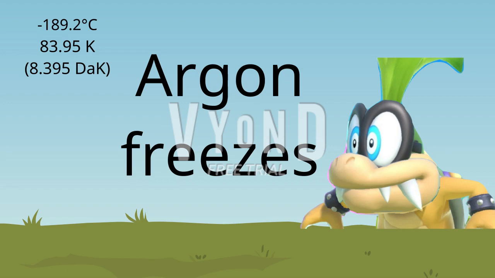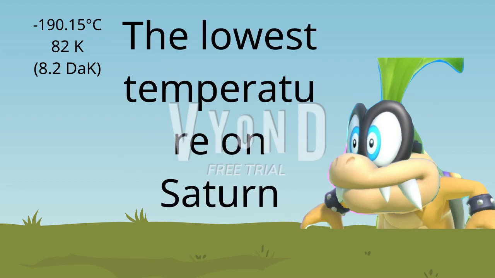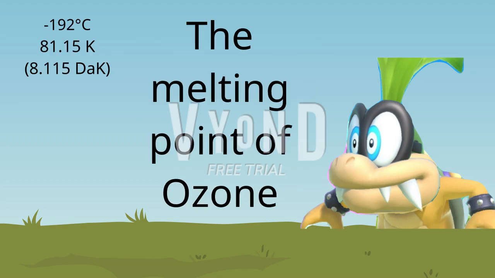That's 83.95 Kelvin. The lowest temperature on Saturn is -190.15 degrees Celsius, or 8.2 decakelvins. That's 82 Kelvin. The melting point of ozone, a compound containing 3 oxygen atoms, is -192 degrees Celsius, or 8.115 decakelvins. That's 81.15 Kelvin.